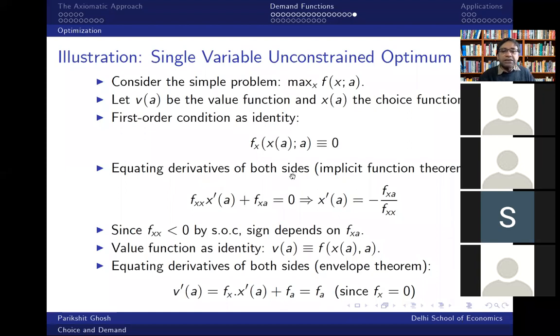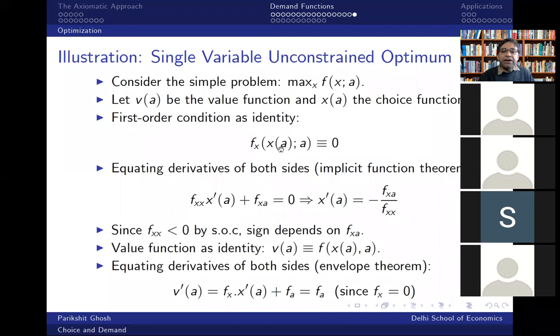So let's differentiate and equate. Differentiate both sides with respect to x. The right hand side is just 0, a constant. On the left hand side, applying the chain rule, first from the first part. I'm sorry, differentiate with respect to a, the parameter.